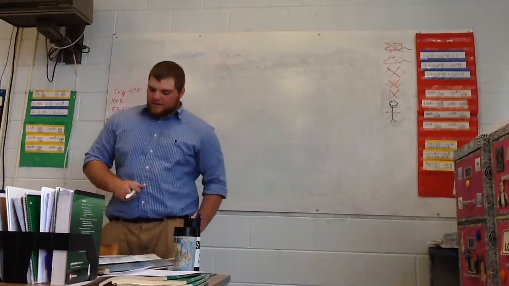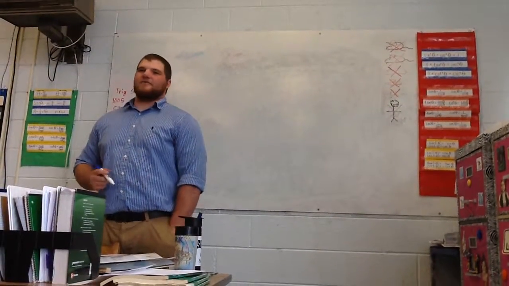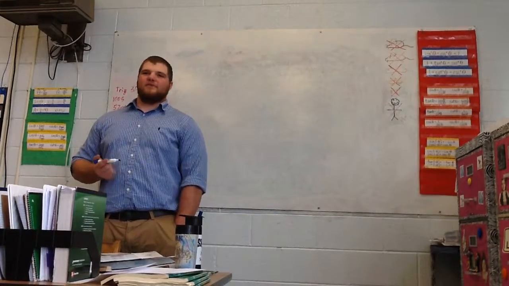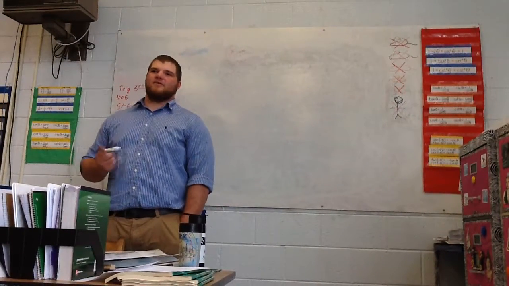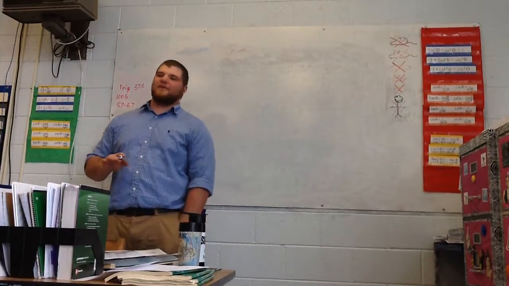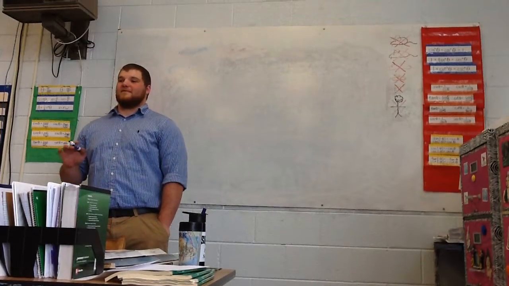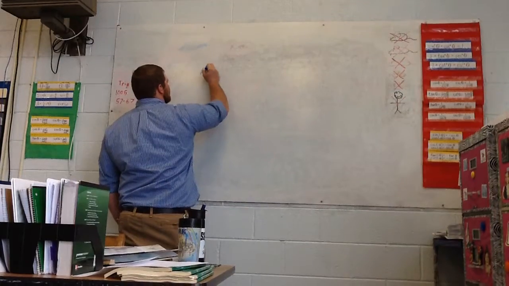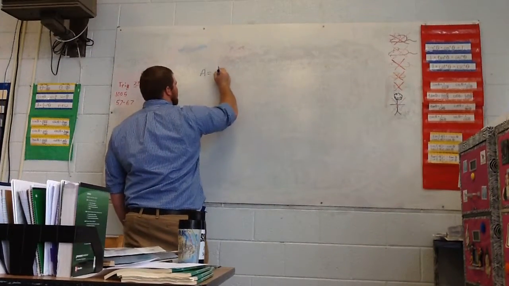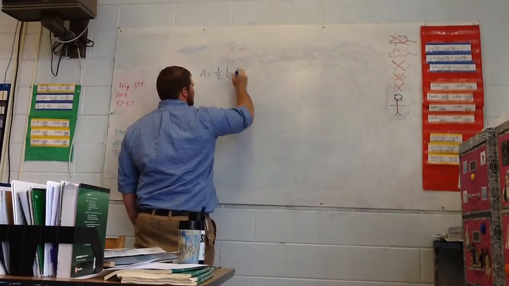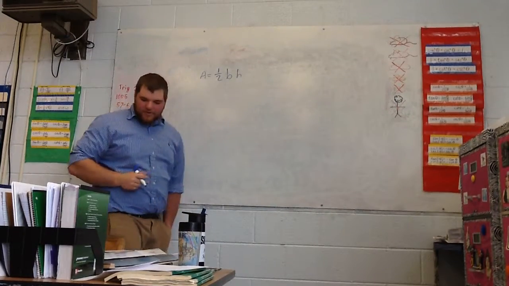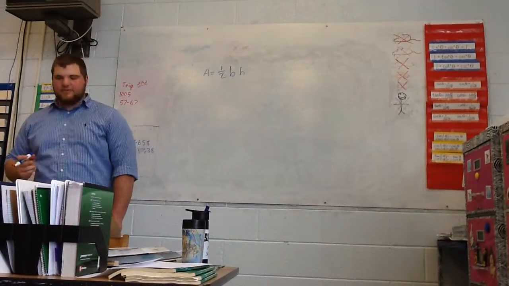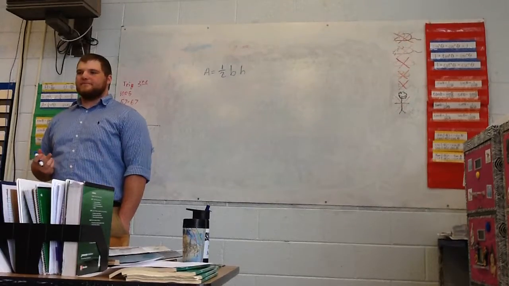Alright guys, so today we're going to go over finding the area of a triangle if we don't know the height. Okay, so what's the formula for the area of a triangle? 1/2 base times height, right? Now, if we're only given two sides and an angle, we don't have the height, right?